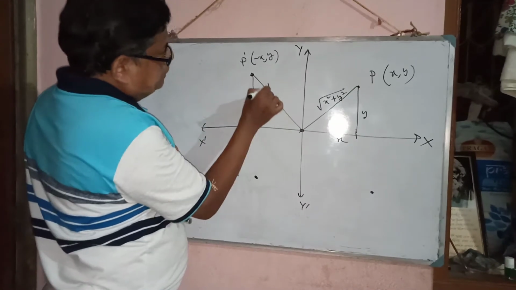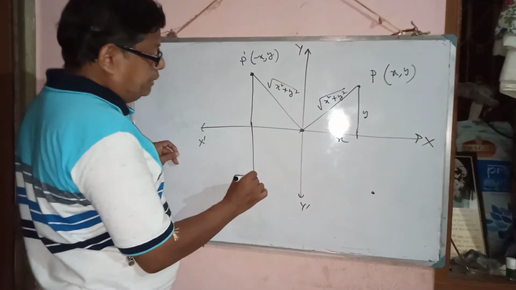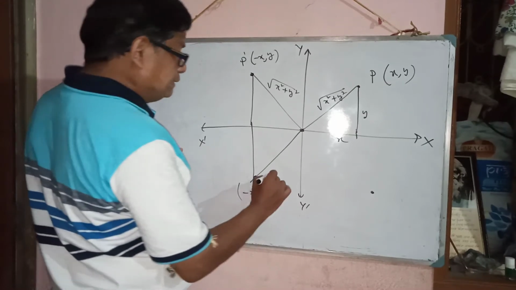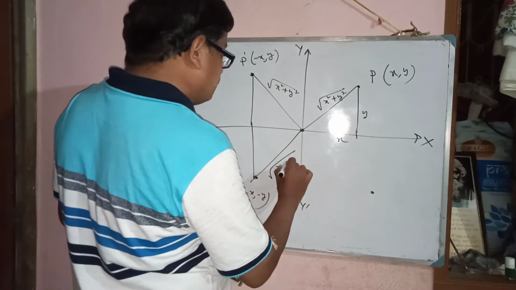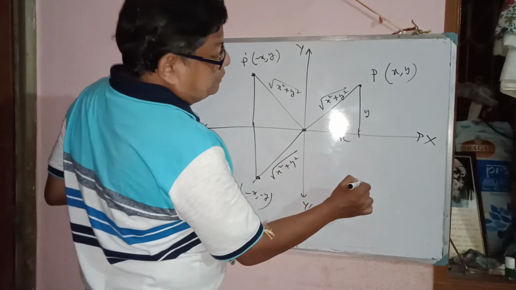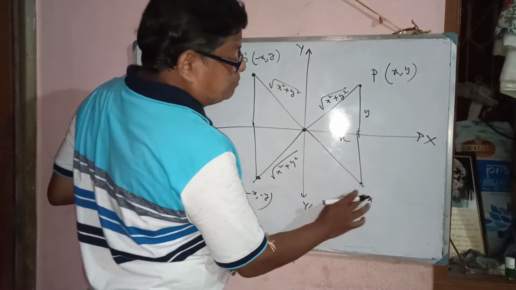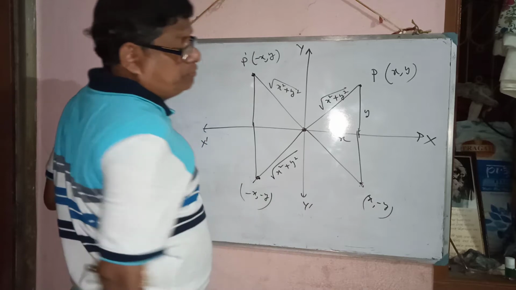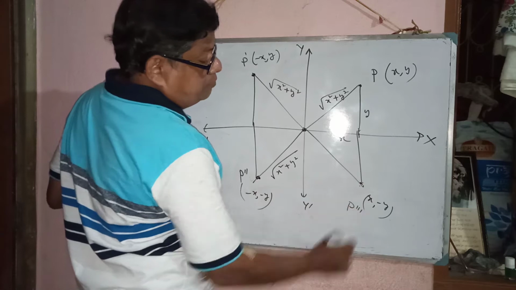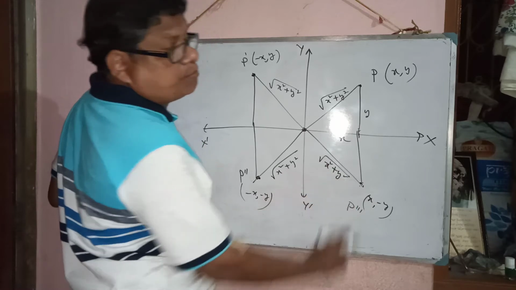The distance is the same, no change: root of x square plus y square. If the point is here, the coordinates are minus x, minus y, and the distance is always the same. Similarly, if the point is on that side, the coordinates are x, minus y. Suppose these are P double dash and P triple dash. The distance has no change, root under x square plus y square.